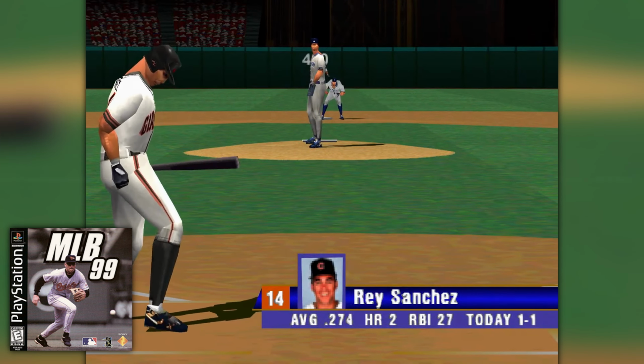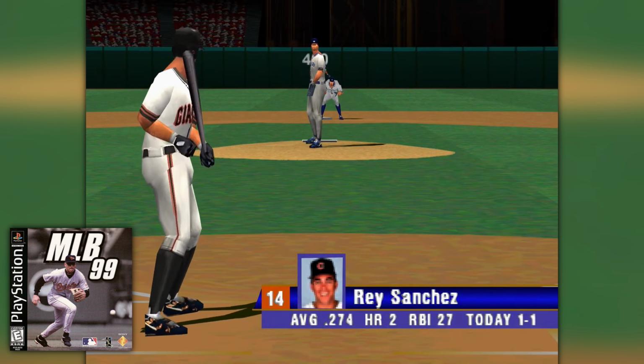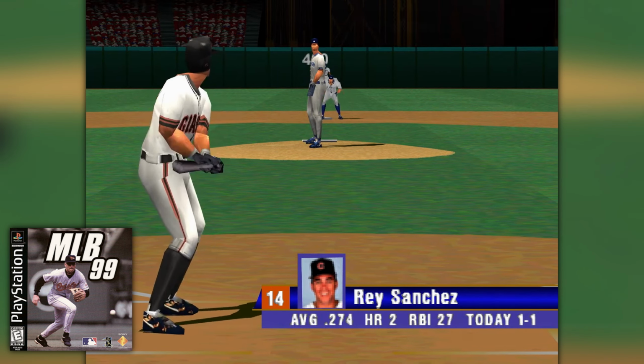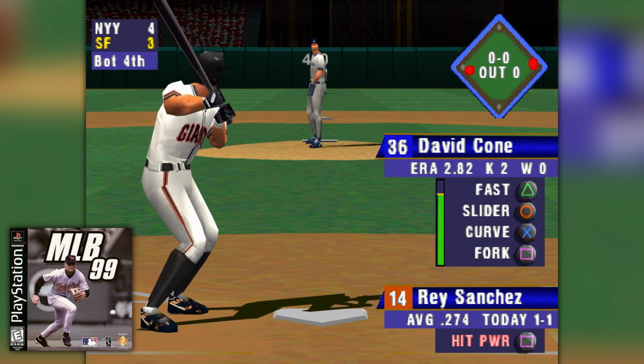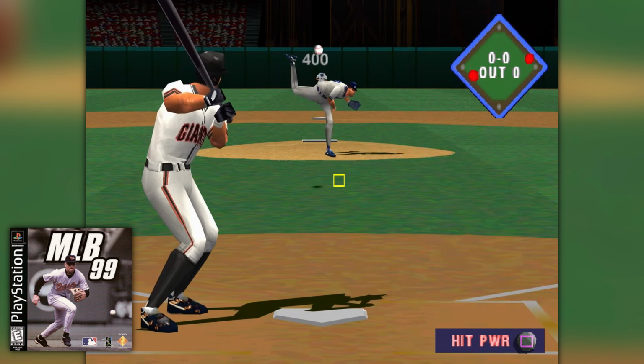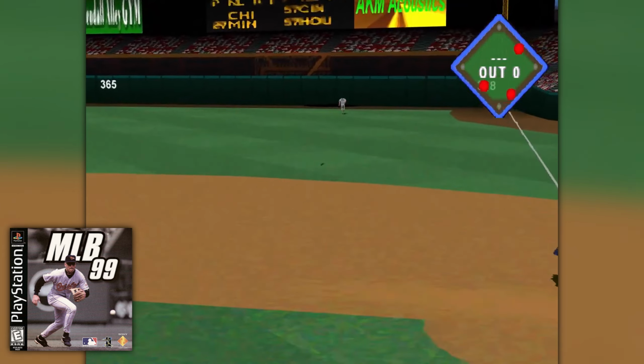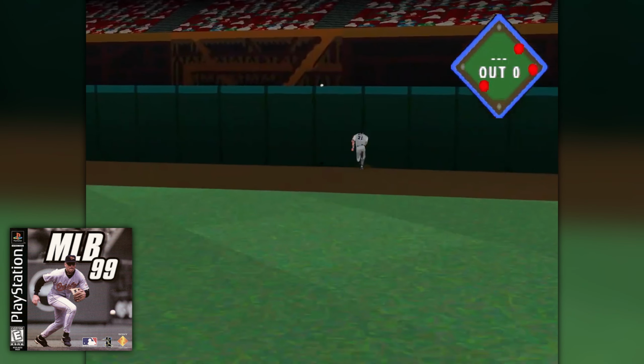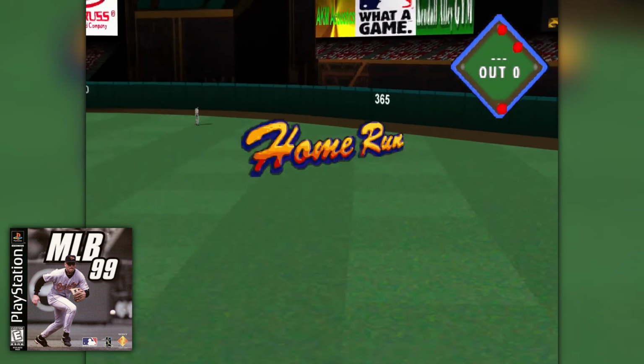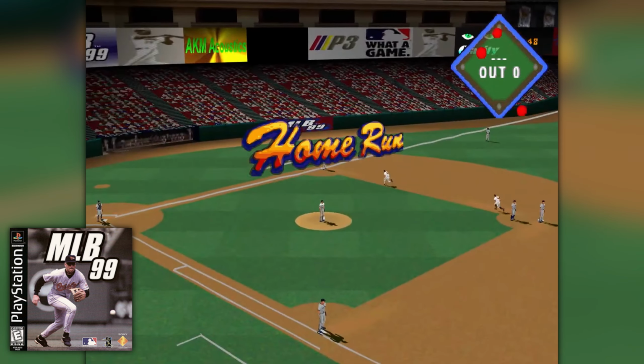Hitting next, Ray Sanchez. From the stretch, could be. It's off the top of the wall. It's a 3-run shot.